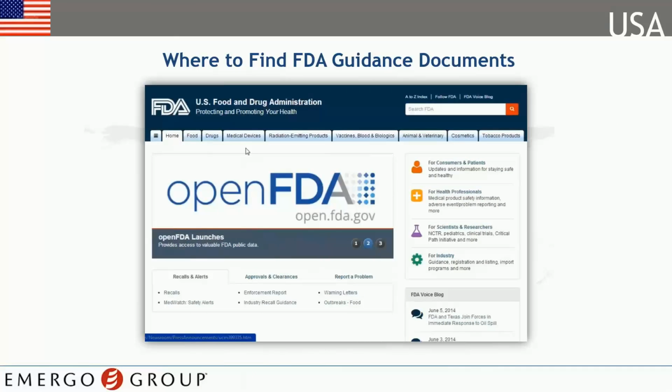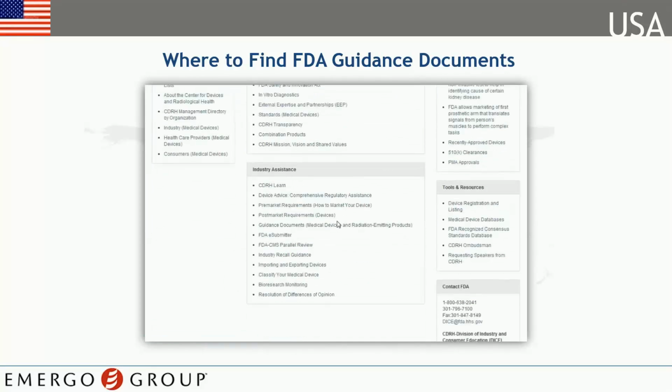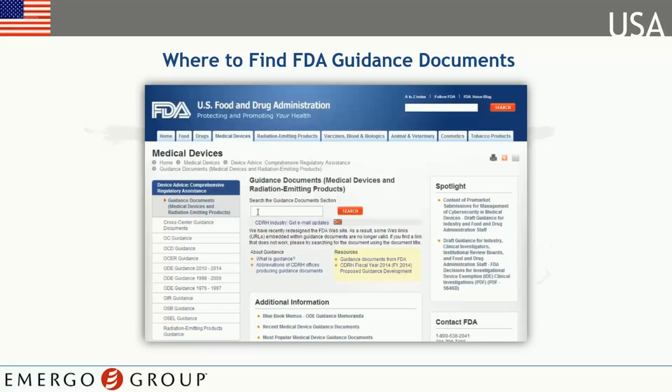You can navigate to the Guidance Documents page from FDA's homepage. Just click the Medical Devices tab, then look for the Guidance Documents link within the Industry Assistance section. From there, you can further narrow your search using the search field on this page.